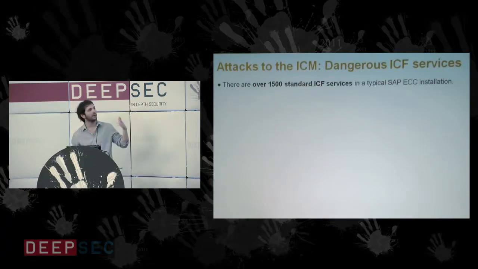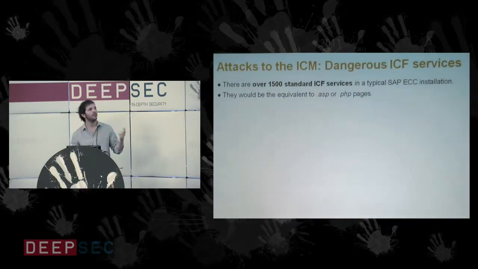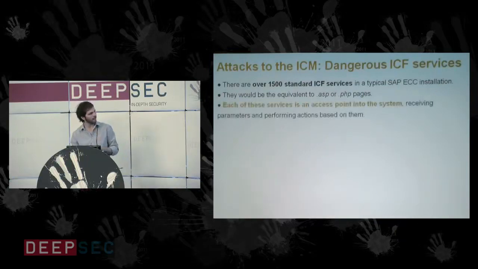By default, there are over 1,500 standard ICF services in a typical SAP ERP installation. So this would be equivalent to 1,500 ASP or PHP pages that you run when you install the system. Each of these will receive parameters and will perform certain activities on those parameters, right? So there are injection points.